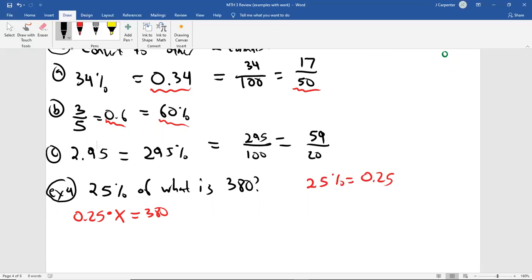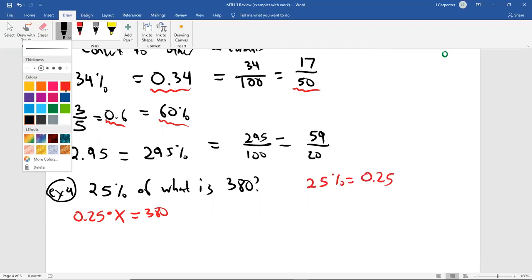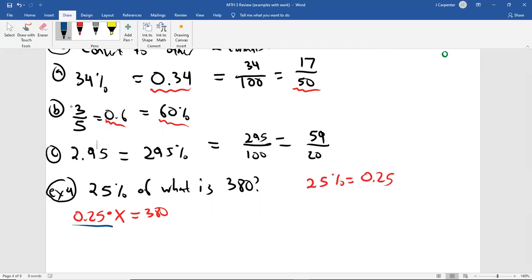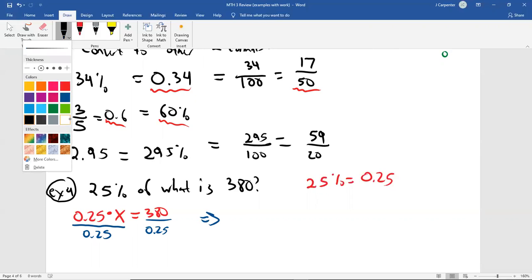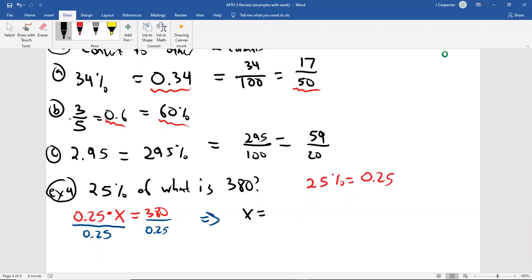Then we have to divide both sides by the number paired with the x, because that's times. So we divide both sides by 0.25. And this was the section where we started to be allowed to use calculators. So I'm just going to do that really quickly in the interest of time. And you'll get 1520. That little double arrow is just me saying, hey, look over here now. So you get x equals 1520.